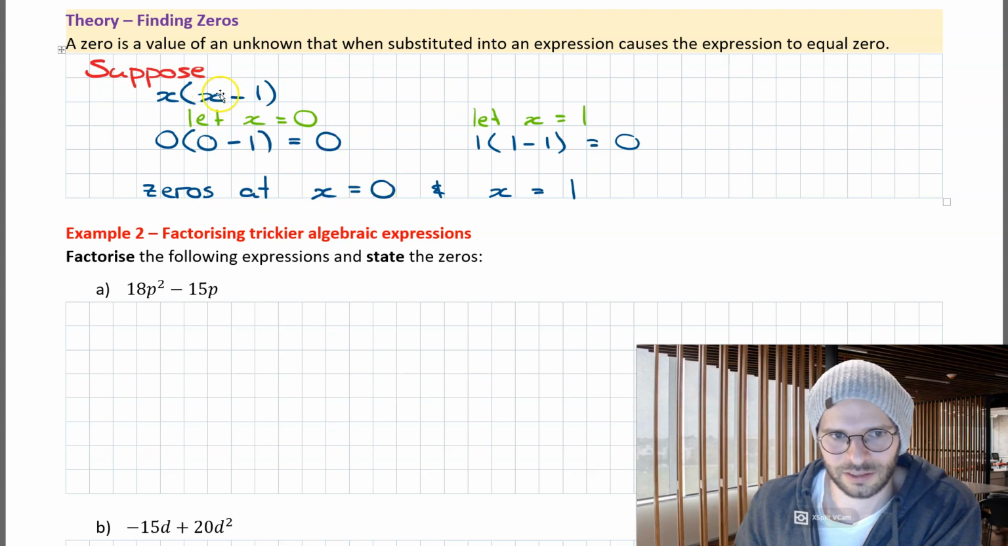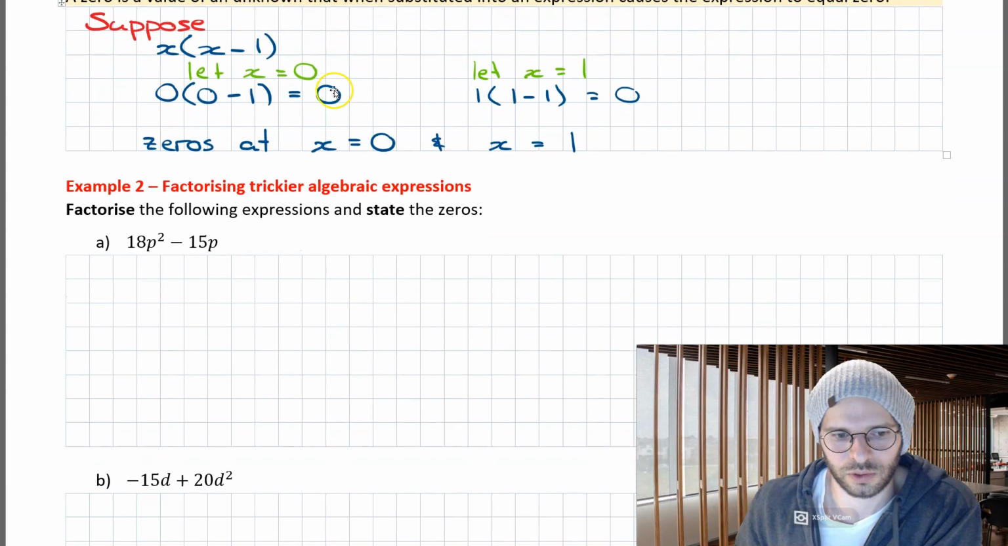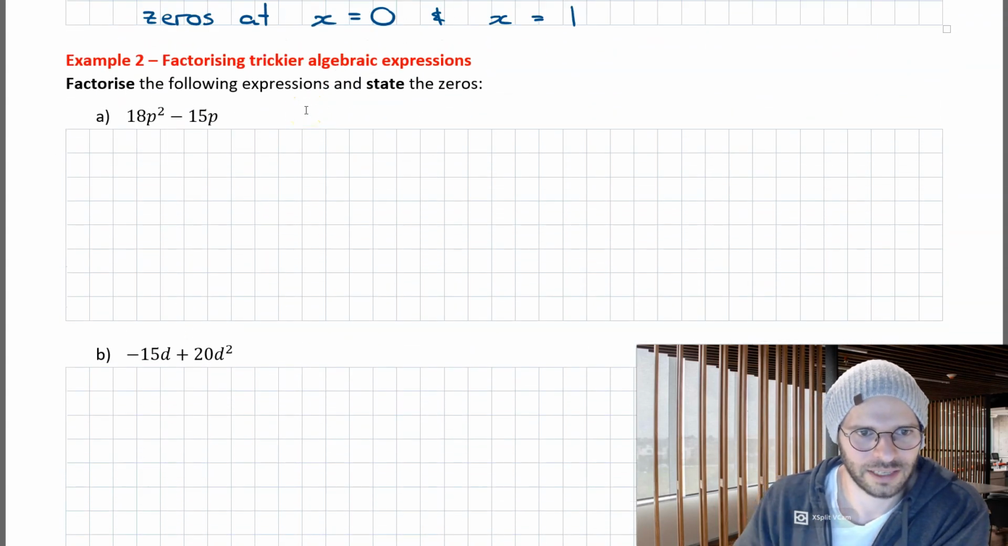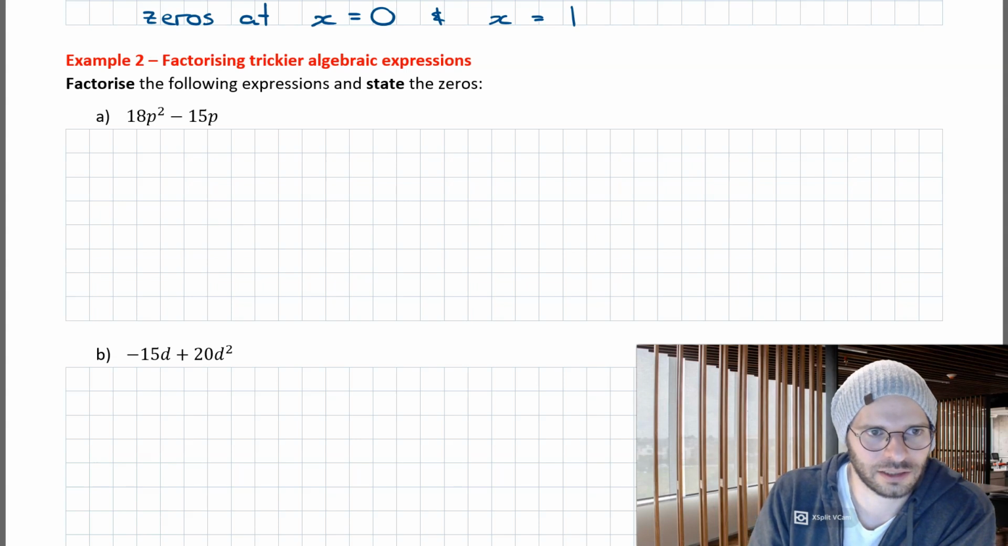Next, the x on the inside, you ask yourself, what do I need to set this to make everything in here equal 0? Well, if you've got something take 1, to make it equal 0, you'd say 1 take 1, so let x equal 1. That will cause this side to equal 0. So therefore you've got zeros at 0 and 1. Okay, using this knowledge, we're going to combine it with what we were doing before. Example 2. Factorizing trickier algebraic expressions.